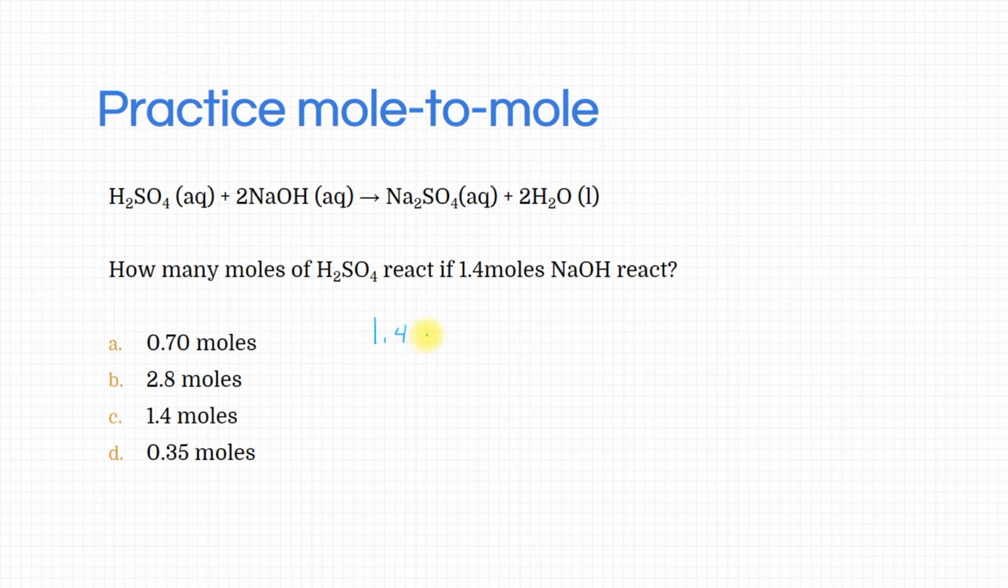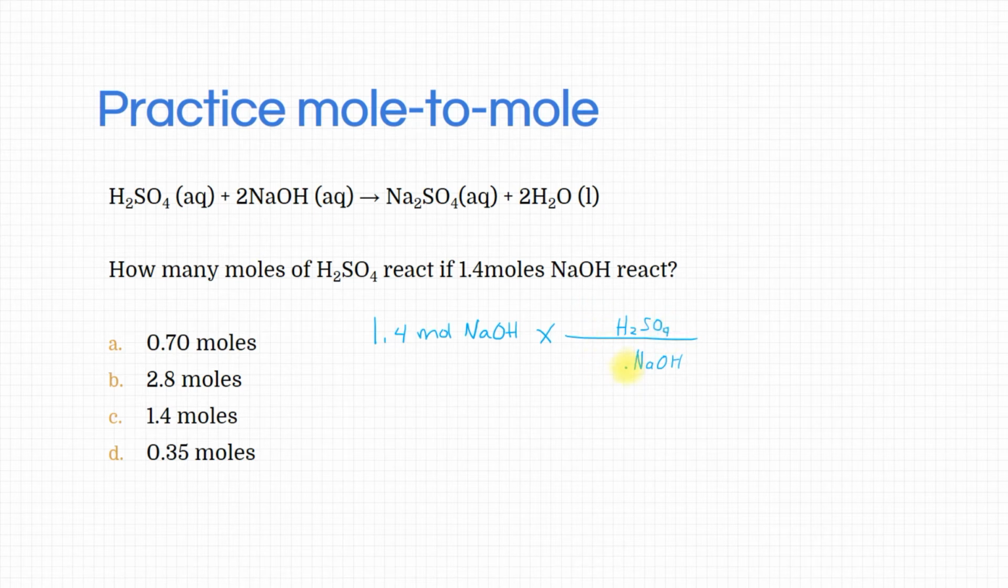Okay, so 1.4 moles of NaOH is our starting point. And I know that because it's the only number in the whole question. And I want to get to H2SO4. So it's always going to be dimensional analysis, the entire chapter. This one and chapter 9 are nothing but dimensional analysis. So I'm going to put a fraction and multiply it. I put the NaOH on the bottom so that it will cancel with the NaOH I'm starting with. And I put what I want on the top.